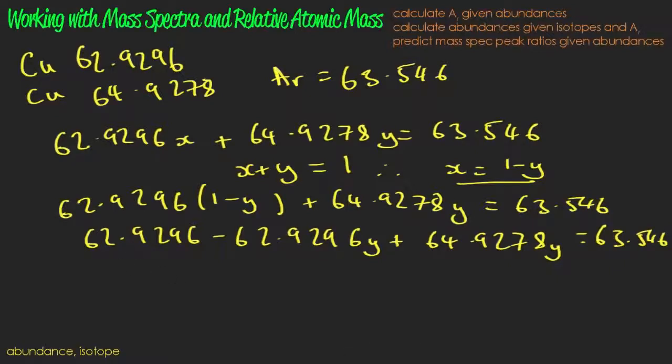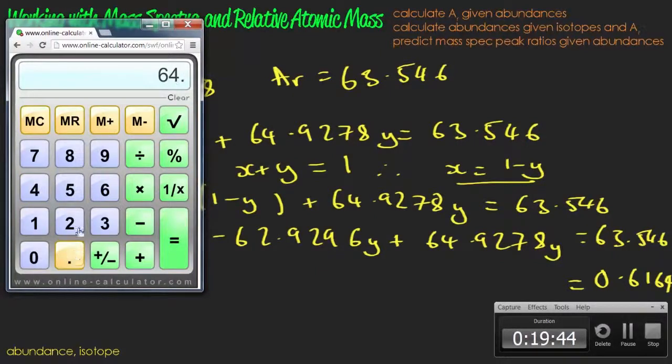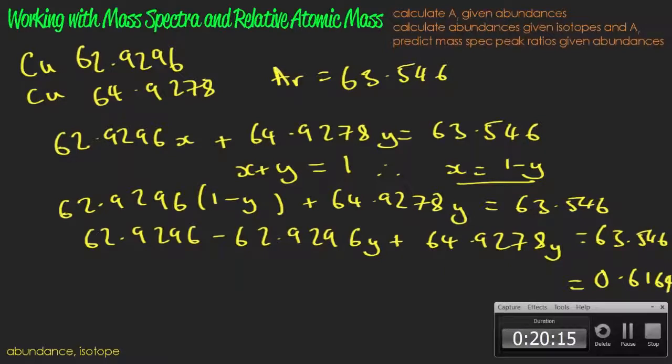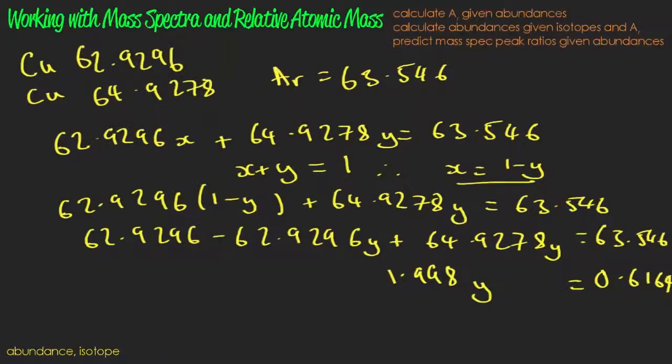So that's 0.6164. Then collecting the other two terms together is equal to 1.998. Okay, so we need to divide by 1.998 so we can get y on its own.